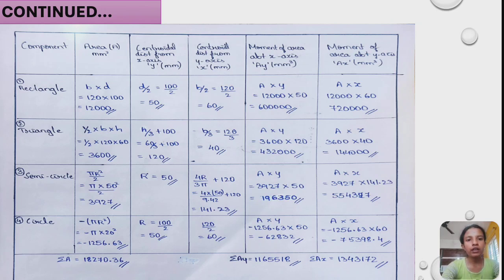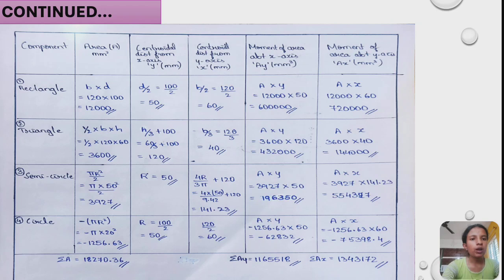Second one is triangle. Area of triangle is given by the formula half into base into height, that is half into 120 into 60, which gives 3,600. Centroidal distance from x-axis for triangle is given by h by 3 plus 100, where 60 by 3 plus 100 gives 120. Centroidal distance from y-axis, that is x, for triangle is given by b by 3, that is 120 by 3, which gives 40.